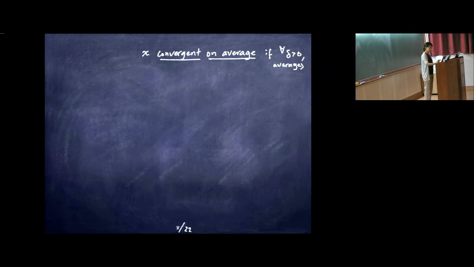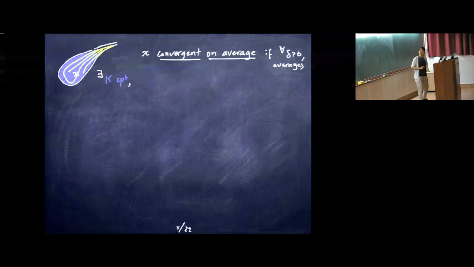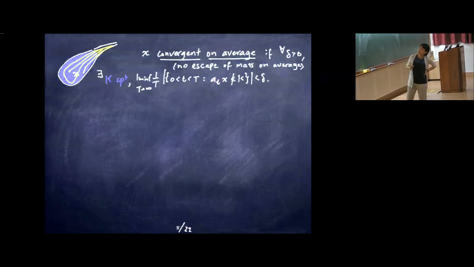So now we're downstairs, in the space of lattices, and we say that X is convergent on average if for every positive delta there is some compact set K, this blue part here on the left, such that the proportion of time that we are outside the compact set, this yellow part, is less than delta, for every positive delta.